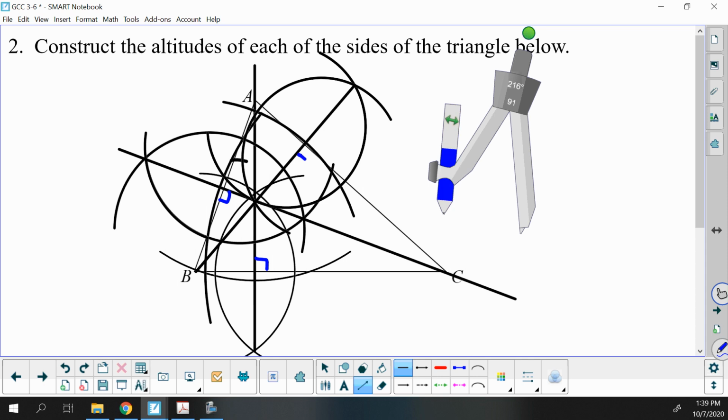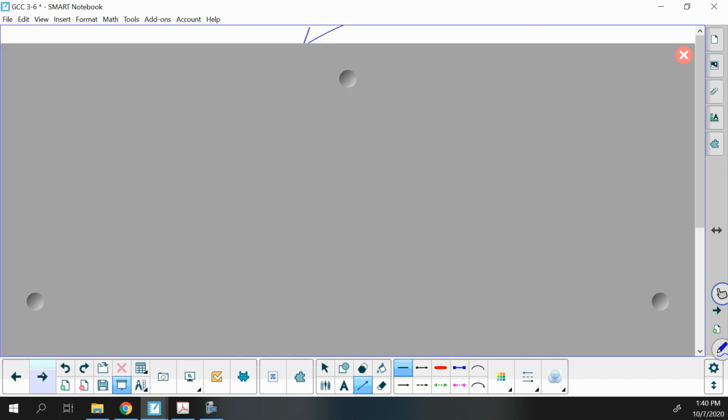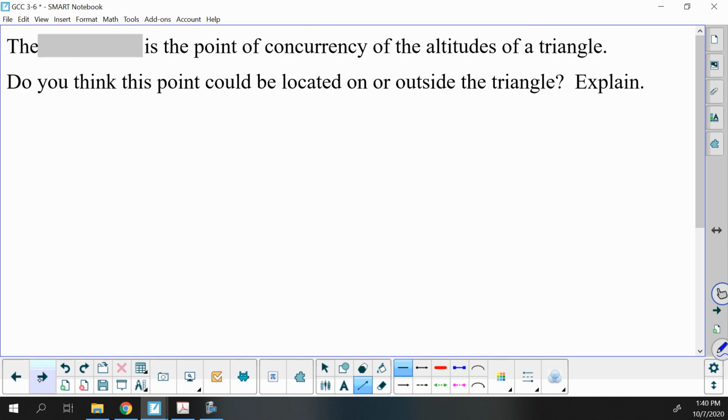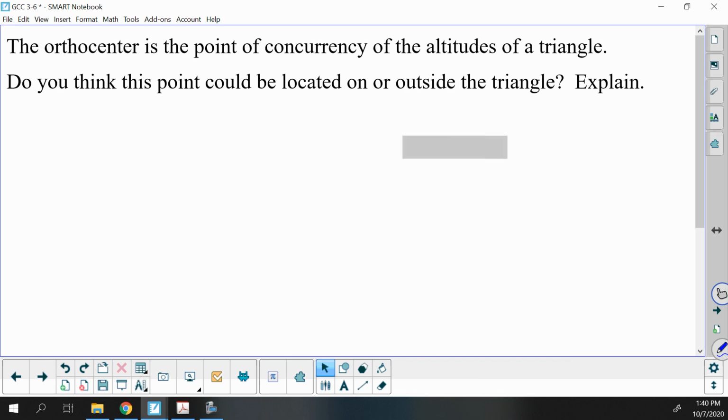So we just constructed a line that was perpendicular to the opposite side. And notice they are meeting all at one point. That is our point of concurrency for the altitude. If we go down to the bottom, the name of that point of concurrency is the orthocenter.